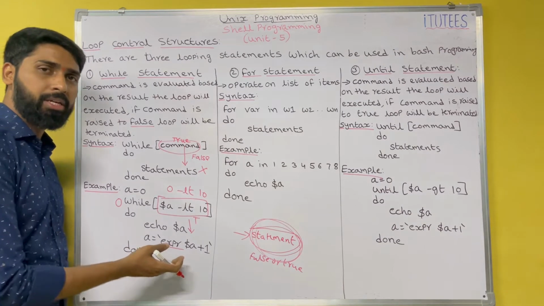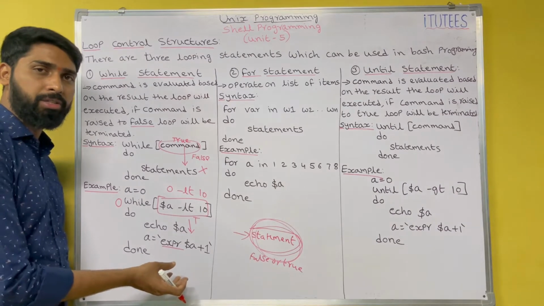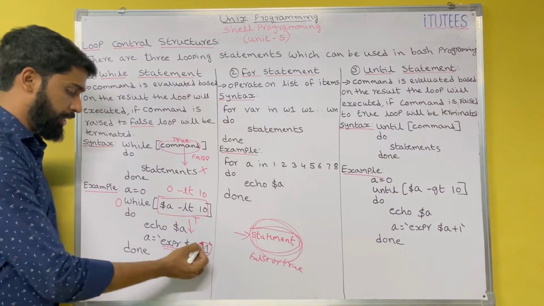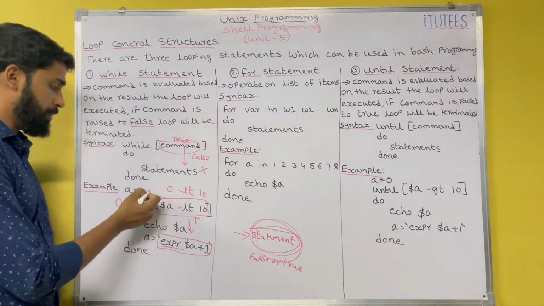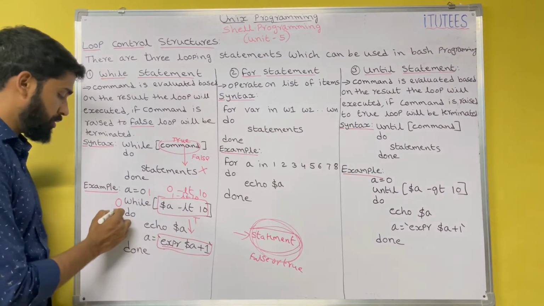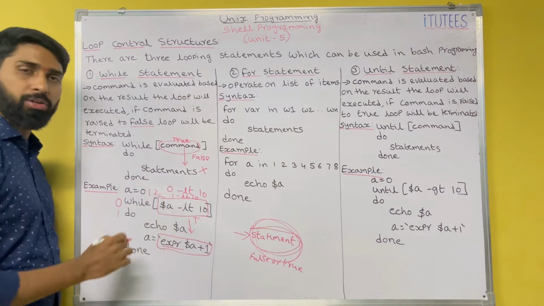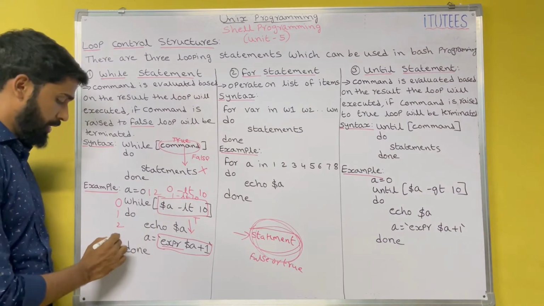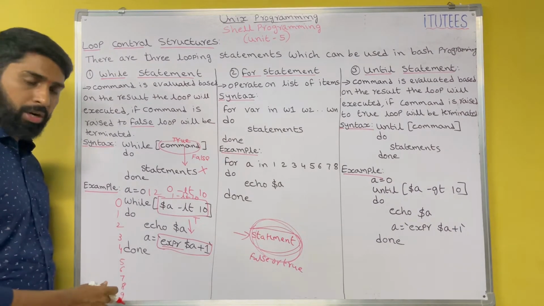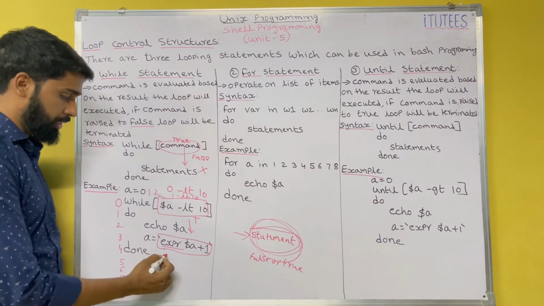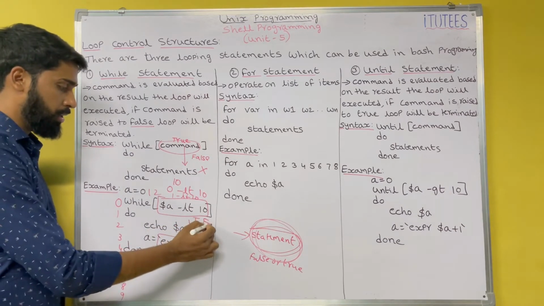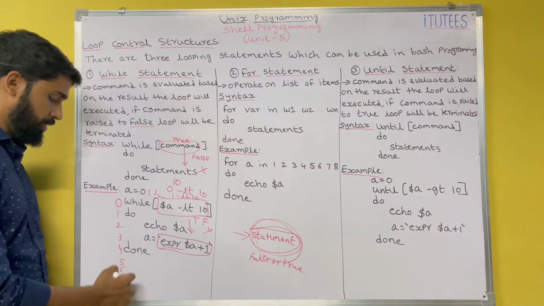The expr command is used to perform arithmetic operations in an expression. We will discuss it in the next video. By using this command, you increment the a value. That means now the a value becomes 1. Again, 1 less than 10, yes, it is true. So we print the a value and increment it to 2. Again it prints 2, 3, 4, 5, 6, 7, 8, 9. After 9, the a value becomes 10. 10 less than 10 is false, so we terminate the loop. So this is the output.